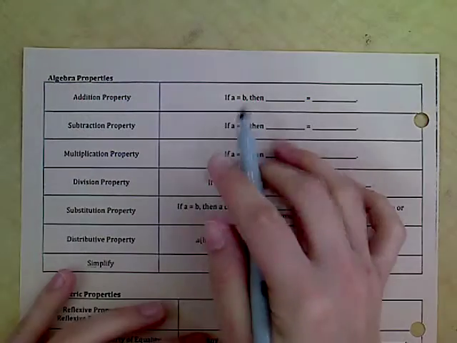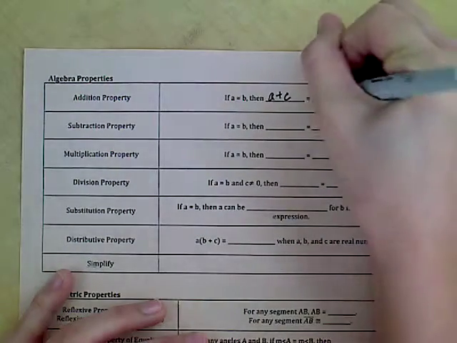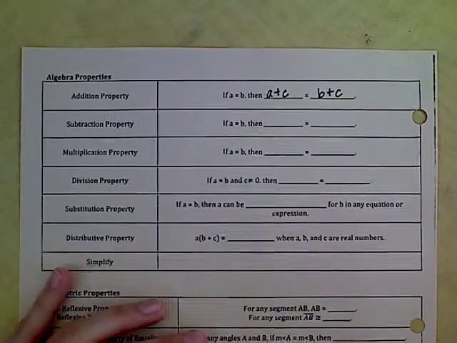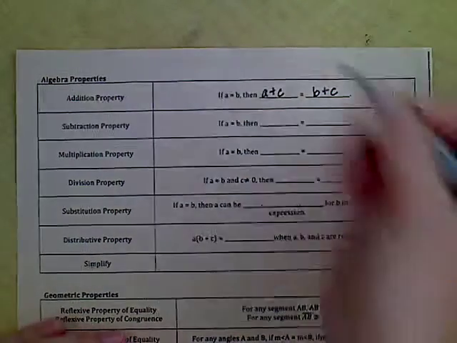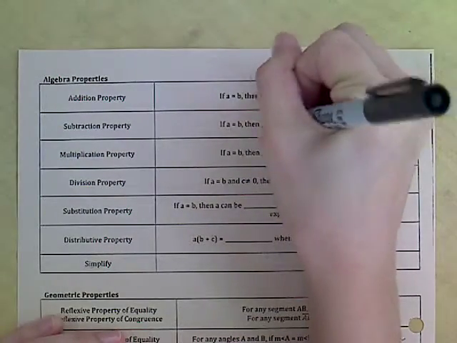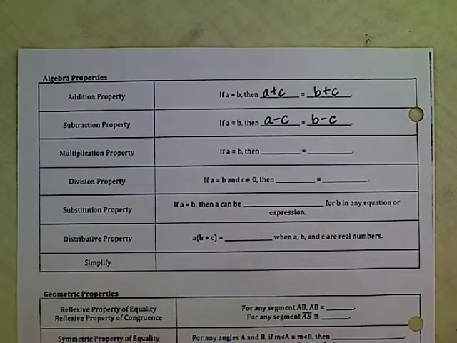So if A equals B, then A plus C equals B plus C. It's really important that you remember you have to do it to both sides. The subtraction property of equality says that if A equals B, then you can subtract the same number from both sides and the equation will still be equal. So I can take A minus C, and that would be equal to B minus C. Again, happening to both sides.